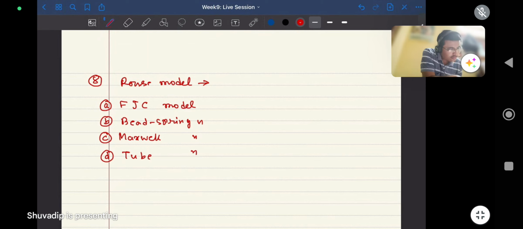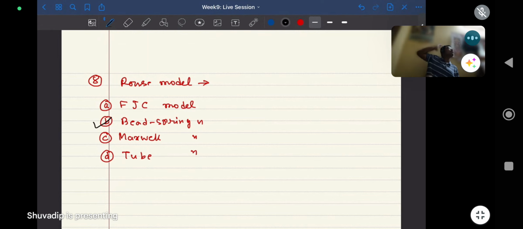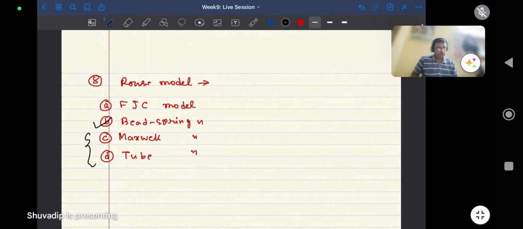So basically we have discussed this. This is the bead spring model, FJC is not. There are beads and there are springs also. We are trying to see the continuum version of that model, the bead spring model basically. The tube model and Maxwell model we will learn later in the coming modules. The tube model is related to the reptation of the polymer. FJC we have already discussed in the first section, where it is a freely jointed chain. There is no interaction at all between the segments of the polymer.